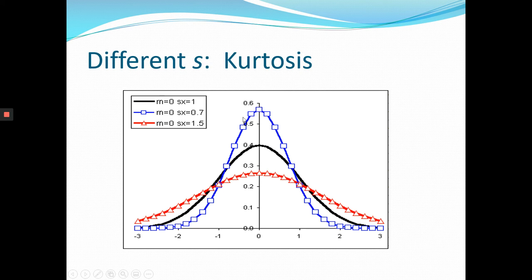Leptokurtic will have less variability. See, everybody's in the middle here. So it's going to have a lower standard deviation. Platykurtic, we're pushing it down. People are spread out more. There's more variability, so there's going to be a higher standard deviation.